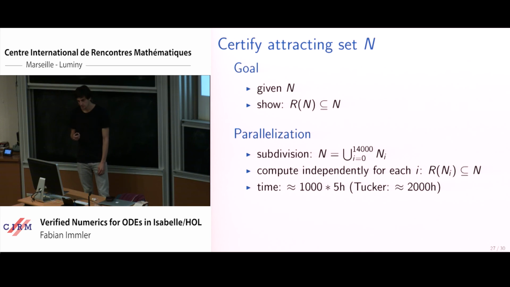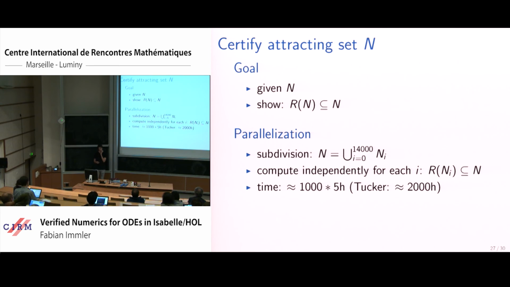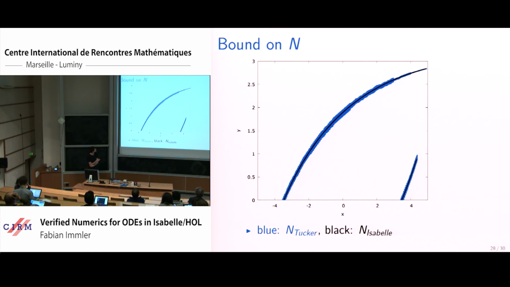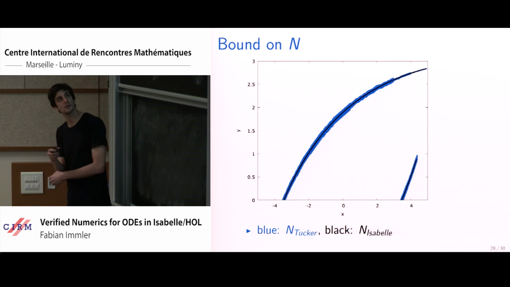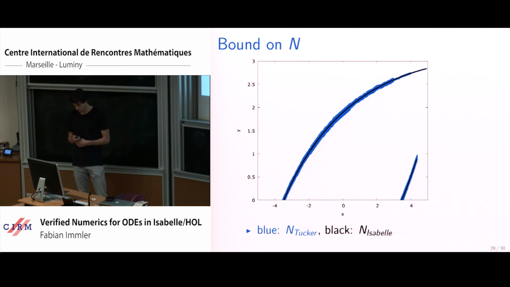And this took on 1,000 CPU cores, 5 hours each, so 5,000 CPU hours roughly. And Tucker at the time, almost 20 years ago, his computations took 2,000 hours. So that's also more or less in a reasonable relation. And so, as a result, we verified an attracting set which is sufficiently precise for the remainder of Tucker's proof. So here you see the blue set is the one that has been used by Tucker in his proof. The black one in between is the one that we verified using Isabelle.